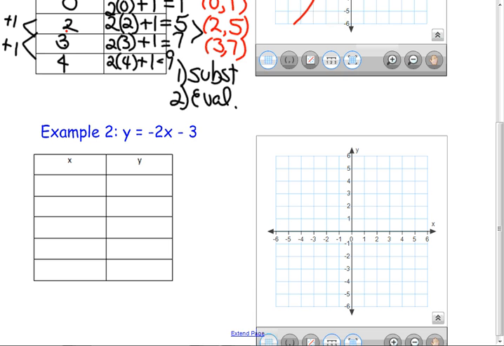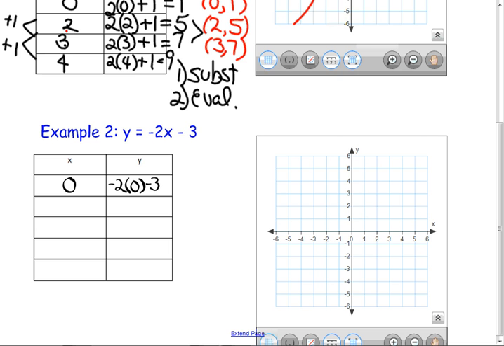Okay, let's try this one. Negative 2x minus 3. A little feedback here. So what's the easiest x value to put in? Now on my worksheet that I give you for homework, they tell you which x values. Michael, what's the easiest number I can put in here? No, easier. 0. So it's negative 2 times 0 minus 3.